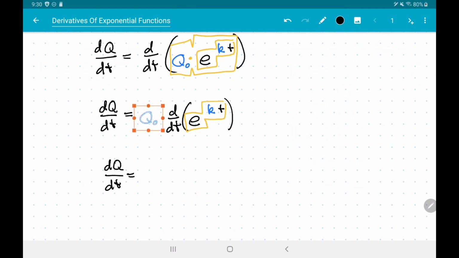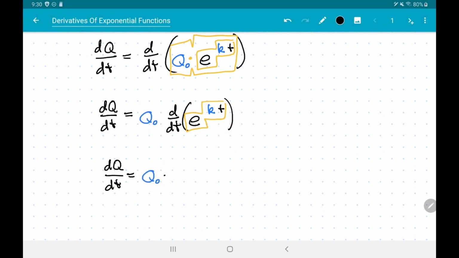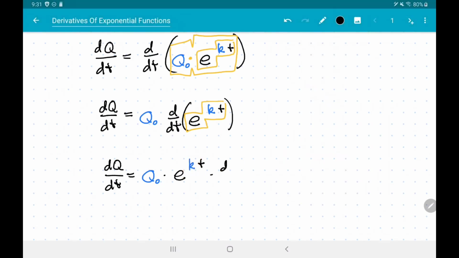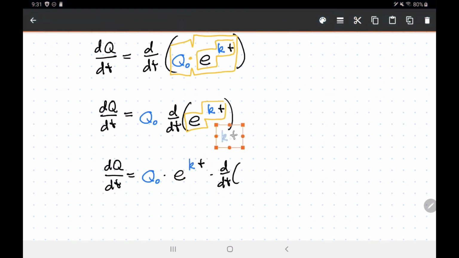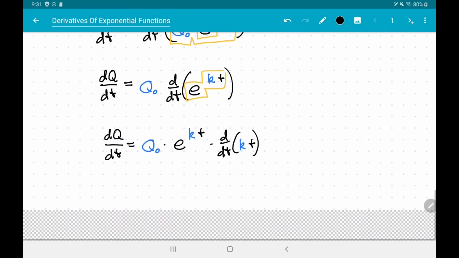I will keep the q0 that we already had. We keep it because it's multiplied. Then again, I've got derivative of e to stuff. So I need to write down e to the stuff, times the derivative of the stuff. And that happens because e to the power is the amazing indestructible function. It is its own derivative.